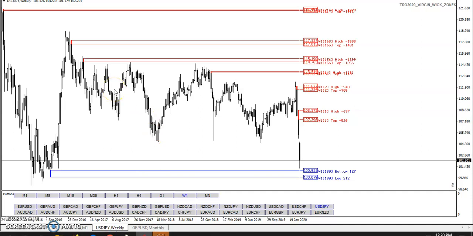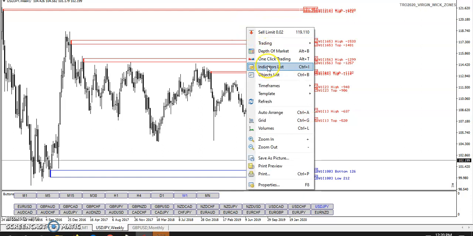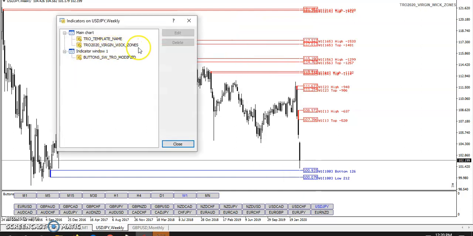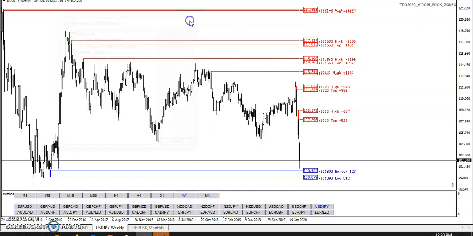Okay, so here we go. Virgin Wick zones. That's the TRO2020 Virgin Wick zones indicator. I've got it set up for the week right now. And you can see you have a wick zone here that hasn't been touched. That's why it's called virgin. And you see just last week we've got the upper wick zone hasn't been touched. So these are places that you want to look for reversals.